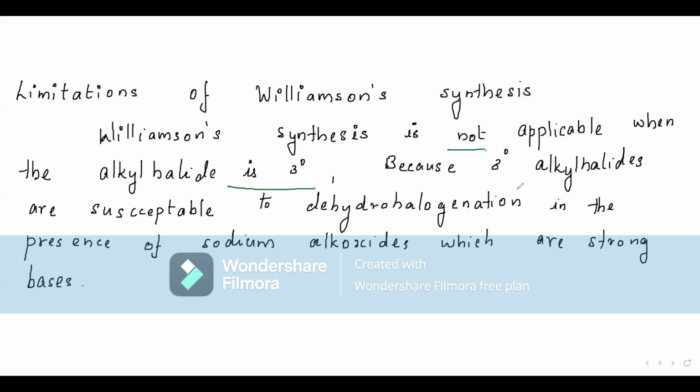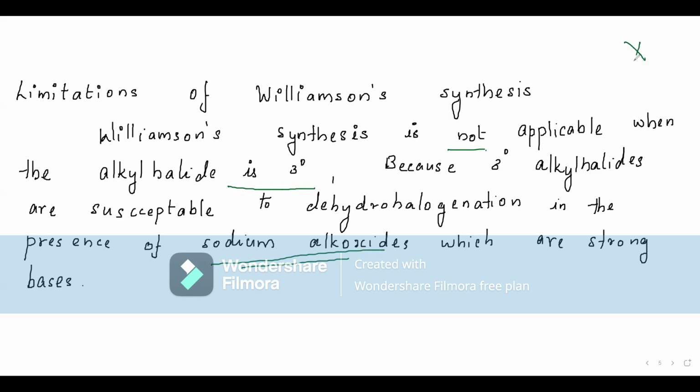The reason is that tertiary alkyl halides are susceptible to dehydrohalogenation. What does that mean? Tertiary alkyl halides will undergo removal of HX, dehydrohalogenation, resulting in the formation of an alkene. What is the reason? Sodium alkoxides are strong bases. Sodium alkoxide acts as a base and it encourages removal of HX.